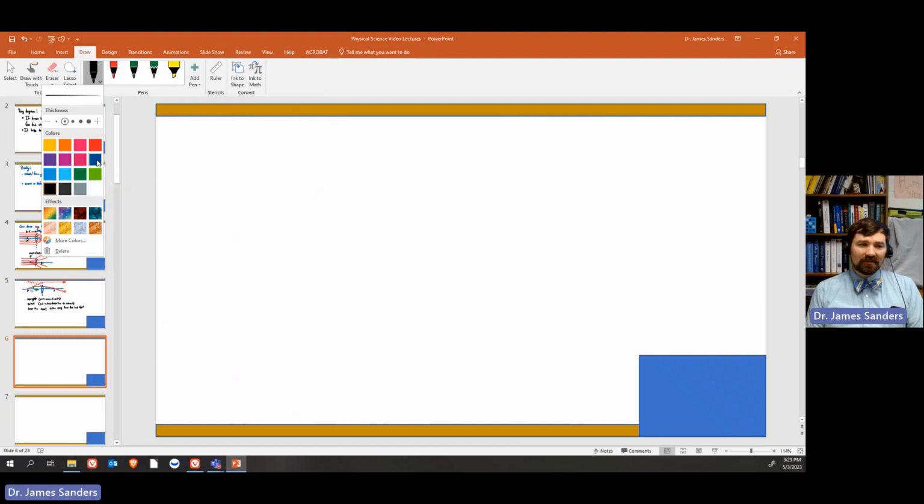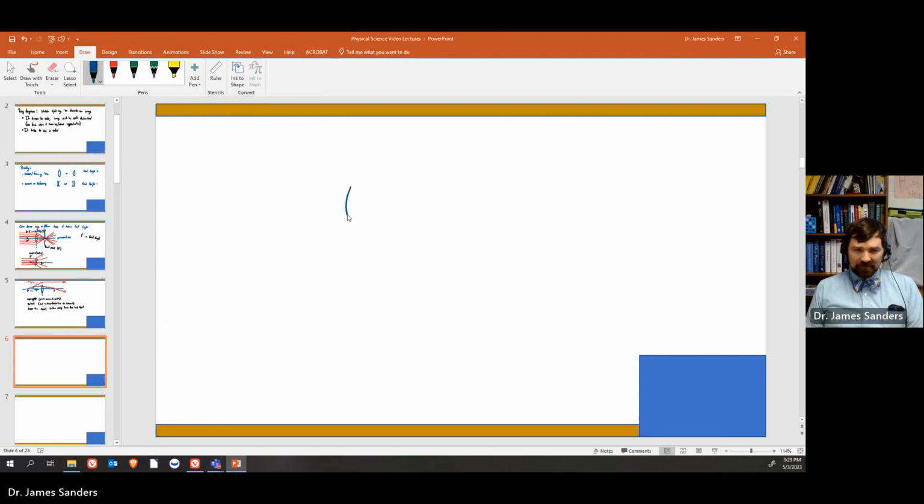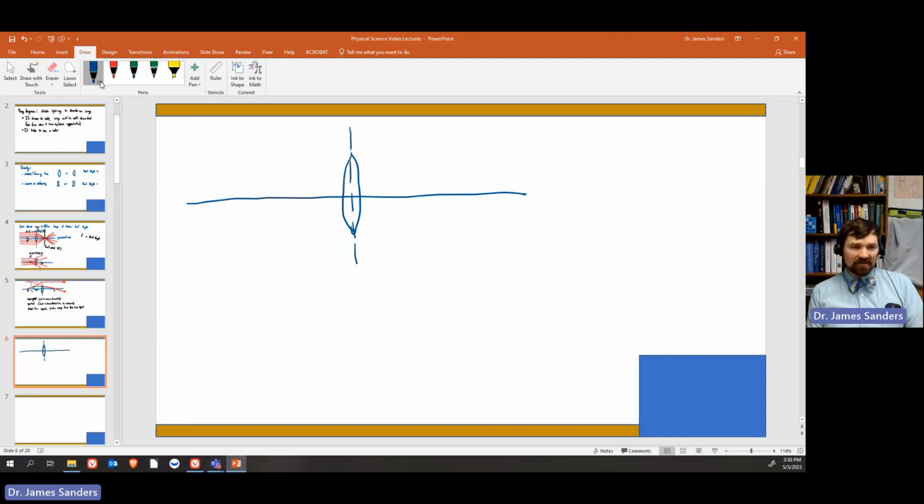Okay. Let's do one where this time my lens is here like this, with again my virtual axis like this, my principal axis is right here. But this time, instead of having the object between the focal point and the lens, I'll put the object farther away than the focal point. Okay, so here's my object right here.